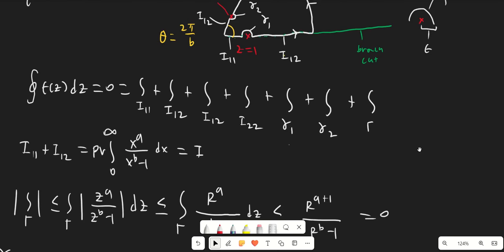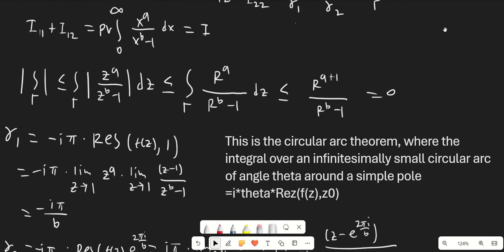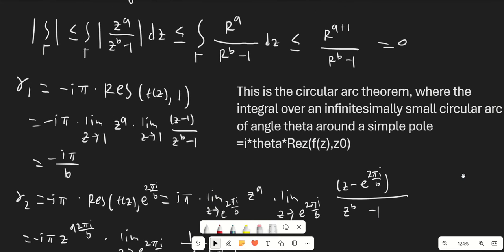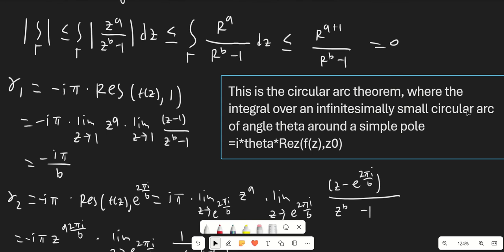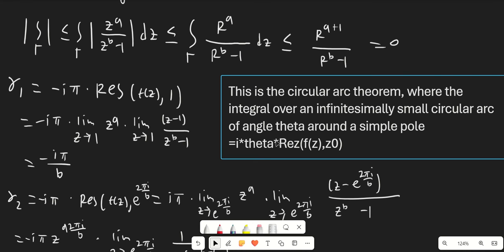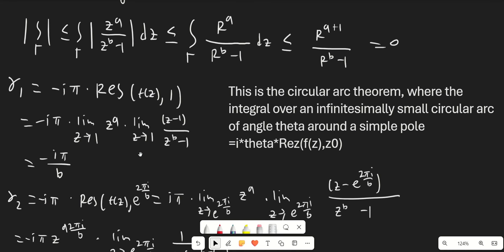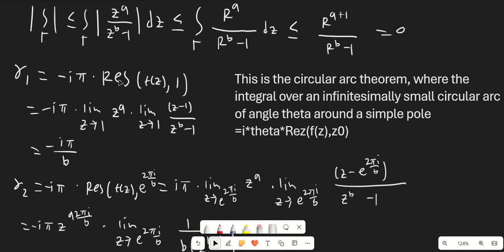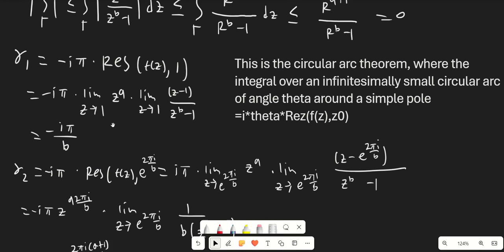Then for these small circle integrals, we're going to use what I call the circular arc theorem. Basically the integral over an infinitesimally small circular arc of angle theta around a simple pole of order 1 is going to be i times theta times the residue of f of z at z0. And one important thing to note here is that the angle is positive if we're traversing in the counterclockwise direction and negative if we're traversing in the clockwise direction, which is the case for this integral. So gamma 1 is negative i pi times the residue of f of z at 1. We do some quick limit things, some L'Hospital's rule, and we get negative i pi over b.